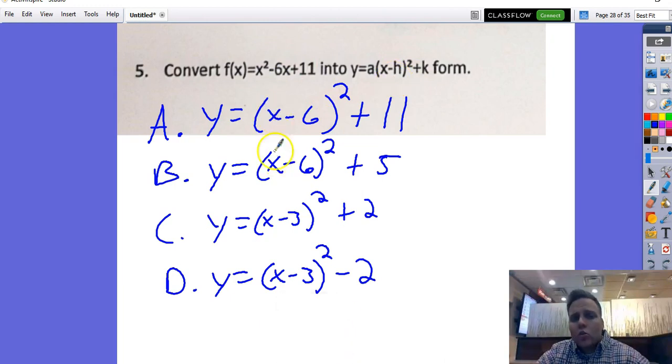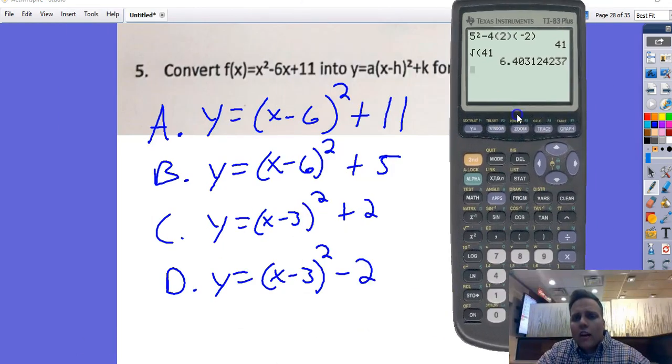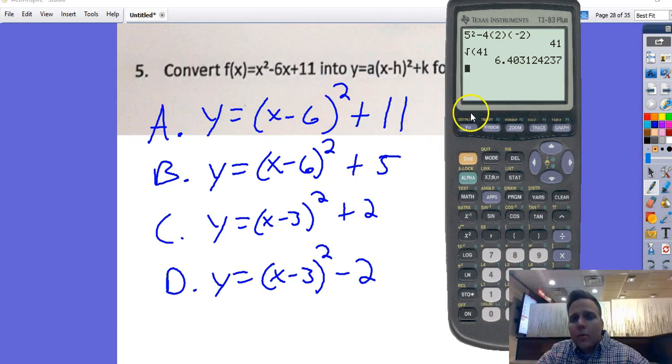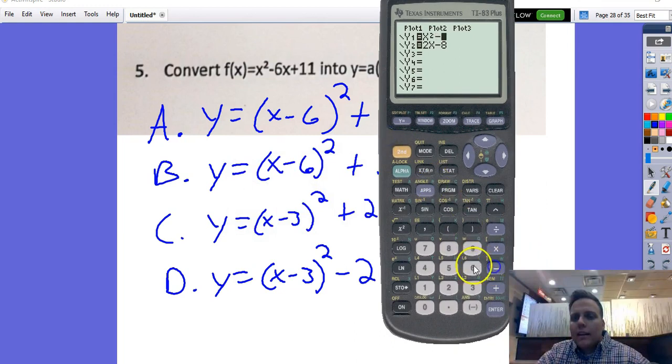And I changed it into a multiple choice problem for you. So again, if you were not in class, remember, I changed this to an ABCD problem. Okay, so we're going to go to y equals. We're going to type in the original, which is x squared minus 6x plus 11.